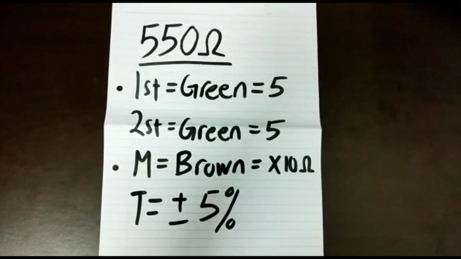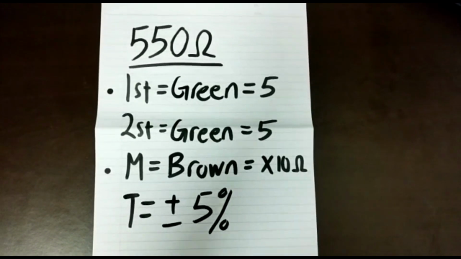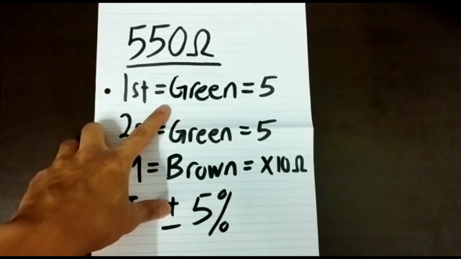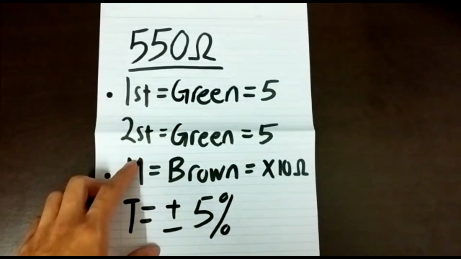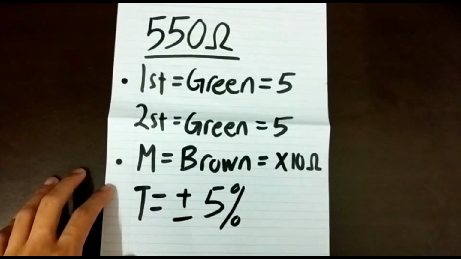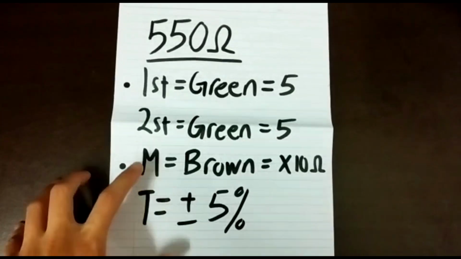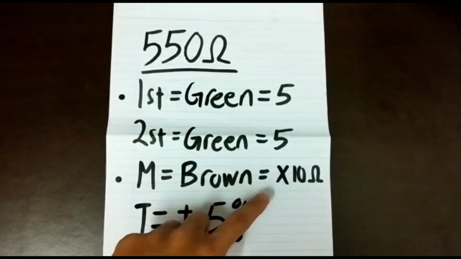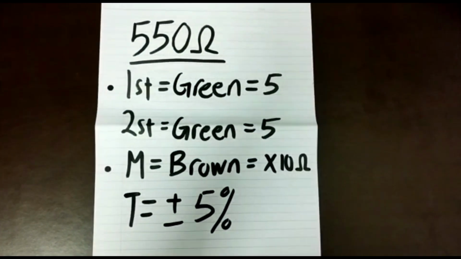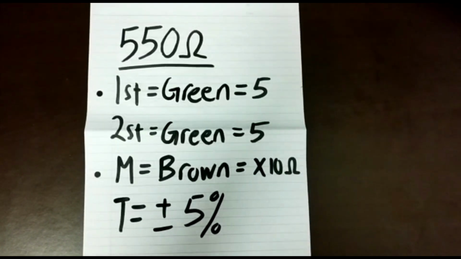Before we measure the resistor by using the multimeter, we can identify the resistor by using the resistor color code. As you can see here, the first layer shows green, which means 5. The second layer also shows green, which means 5 also. The multiplier shows brown, which means multiply by 10 ohm. The tolerance shows plus minus 5%. Therefore, 55 multiplied by 10 ohm equals 550 ohm.